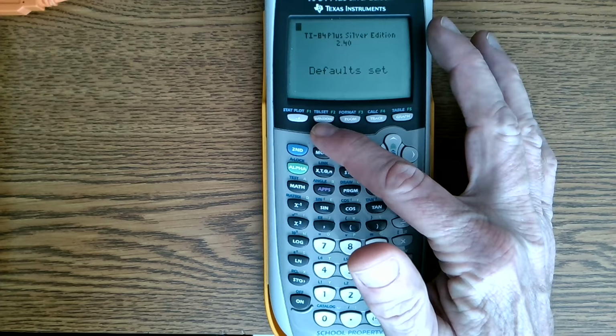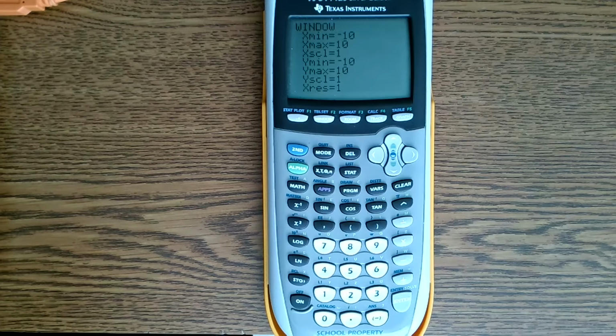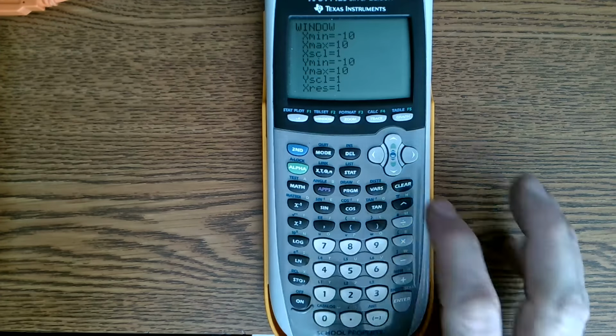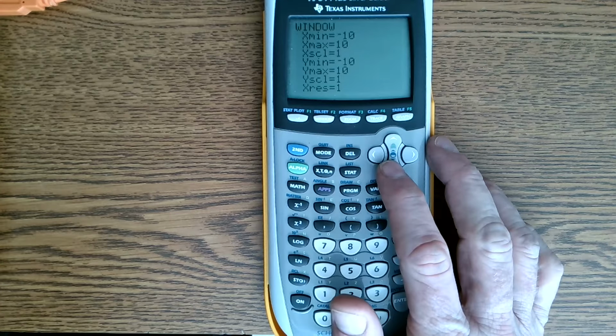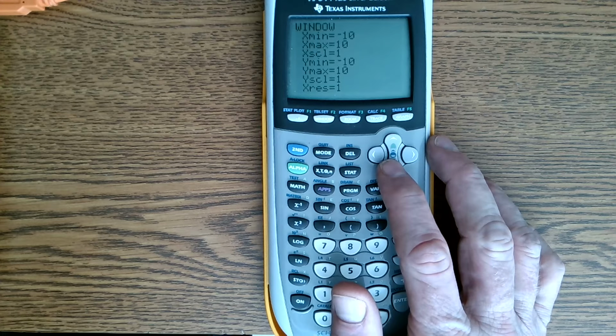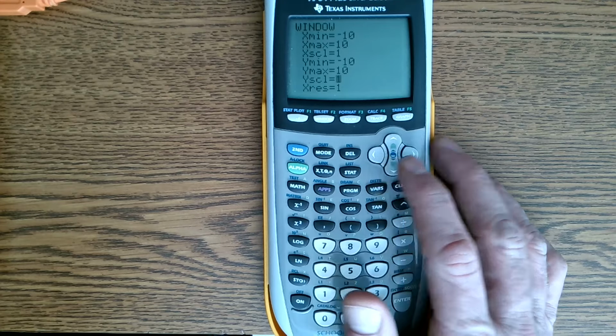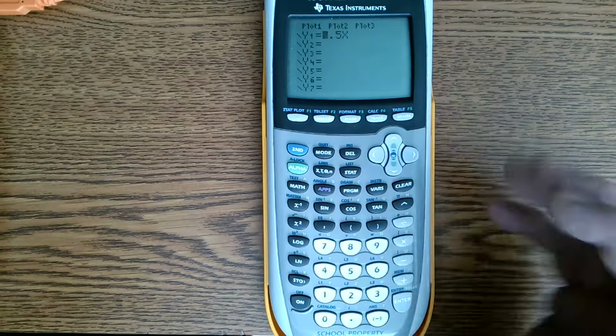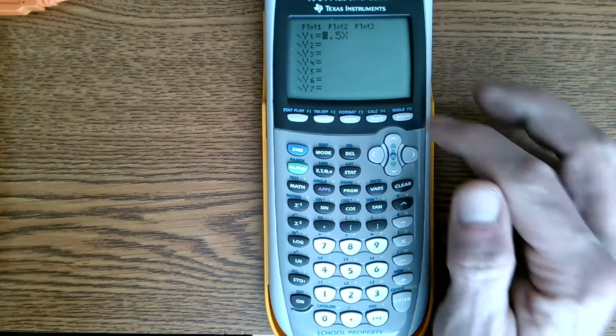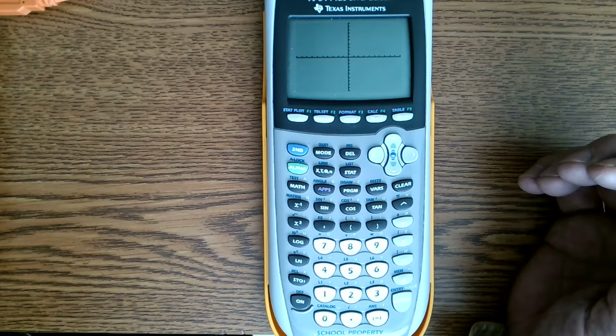So if we go up here to window, guys, you can think of the window as what your graph would look like if you were drawing it on paper. On this one, your X scale would go from -10 to +10 by ones. Your Y minimum would be -10 to +10 by ones also. So if we were going to graph something, let's say we're going to graph this equation, 7.5x, and we hit graph.